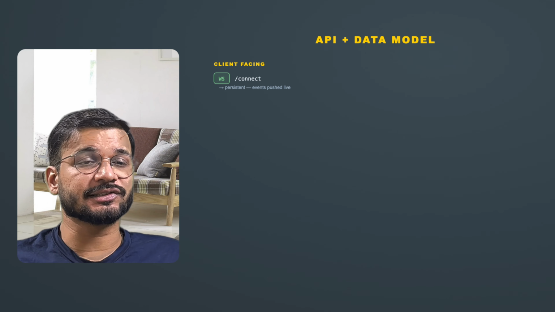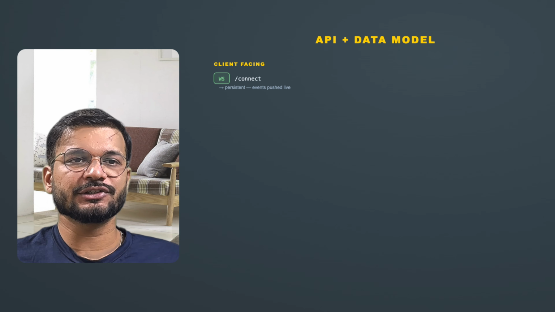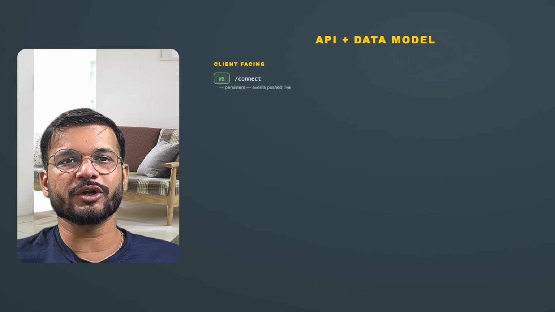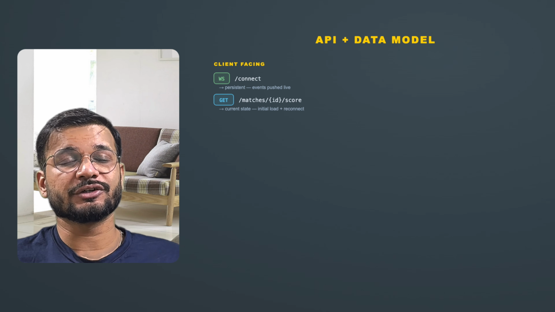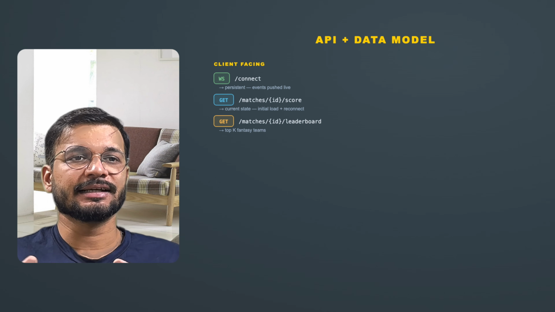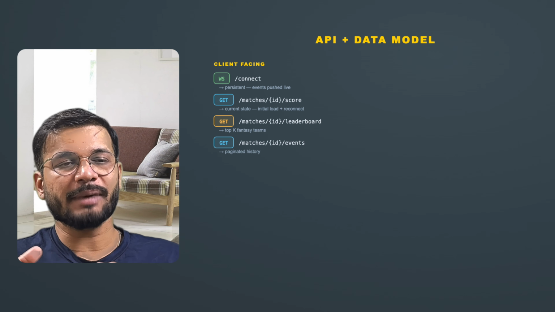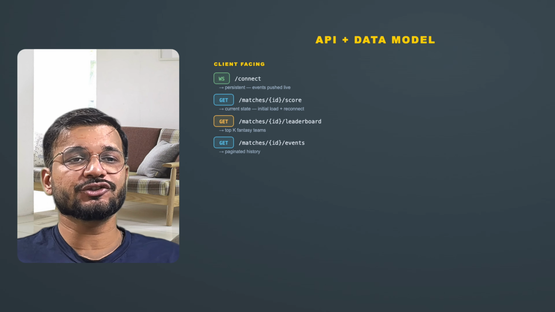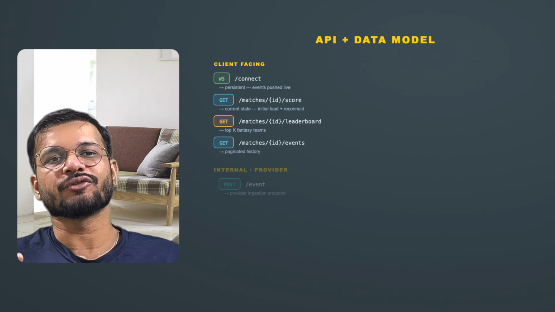With this, we go to the API and the data modeling. The API surface of this system. First, we will have the client facing APIs. The WebSocket Connect: the client establishes a persistent connection and receives score events pushed in real time. The get current score HTTP endpoint returns the current match state, used for initial page load and reconnects. The get leaderboard returns the top K fantasy teams for a match. Then we have the get event history, the paginated history of all score events for a match.